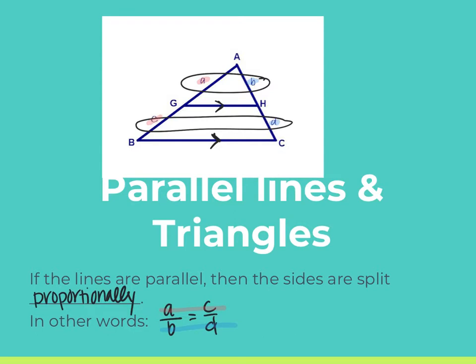You cannot say A over D is equal to B over C. That would not be a correct relationship. But if you wanted to set it up, you could say A over C is equal to B over D. That would also work. Just make sure you're being very careful in how you set those up.